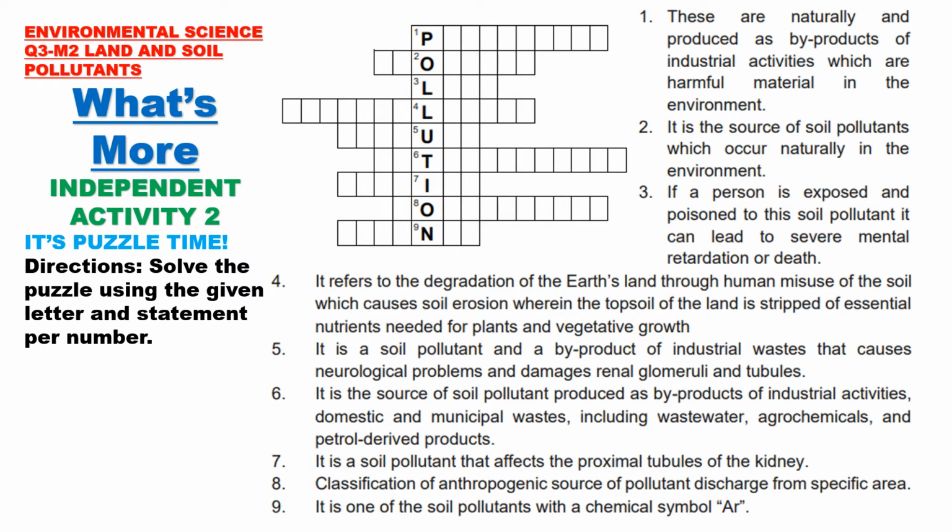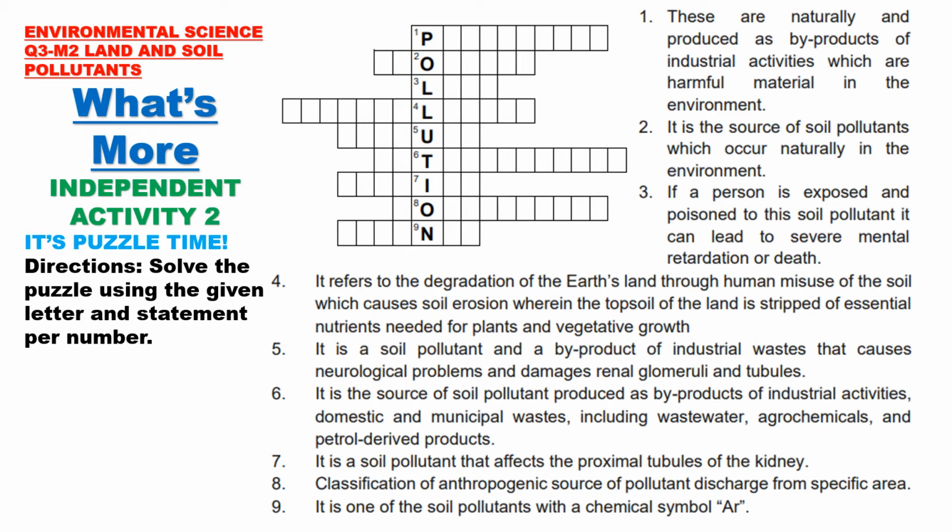Next, Independent Activity 2: It's Puzzle Time. Solve the puzzle using the given letter and statement per number. So, number 1, these are naturally occurring and produced as byproducts of industrial activities, which are harmful materials in the environment.